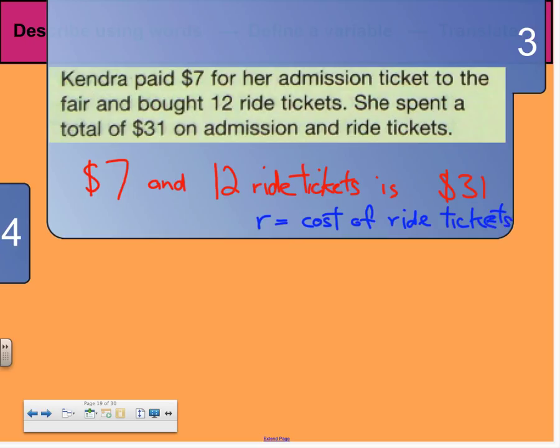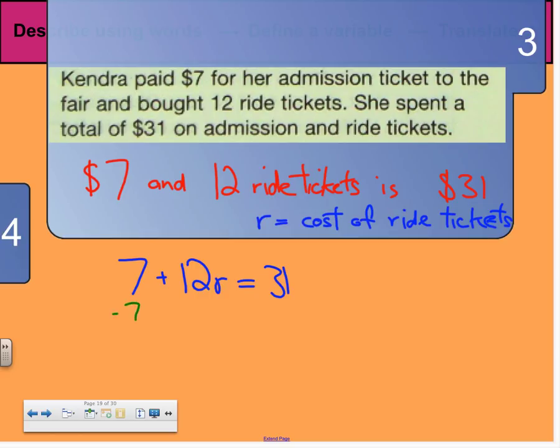Now we've got to translate this into an equation. So $7 is just going to be 7, and is going to be addition. 12 ride tickets is 12R, and all of that equals 31. So you were able to take a paragraph or a word problem, and you were able to write it as a word sentence and then translate the numbers. Now what they'll probably ask you to do is solve it, okay? You're going to have to solve it because they're going to want to know ride tickets. But we have just written ourselves a two-step equation.